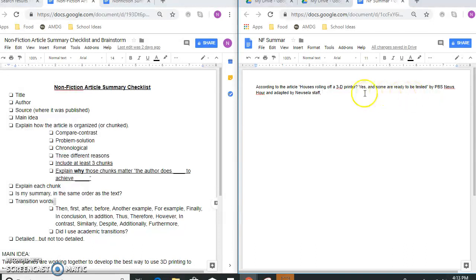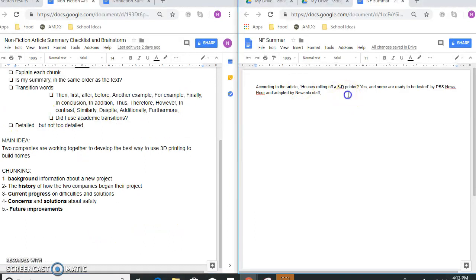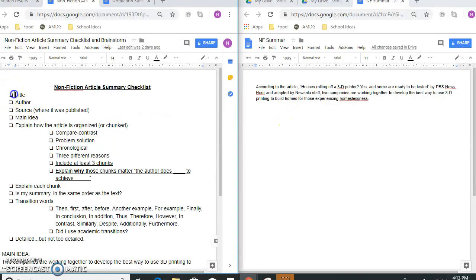So according to this article, well, what is it about? What is my main idea? That's my next checklist. We already thought of this. According to the article, 2 companies are working together to develop the best way to use 3D printing to build homes for those experiencing homelessness. Okay. Now I have my main idea down. I'm done with the first 4 checkboxes.